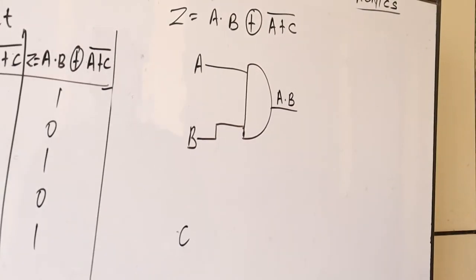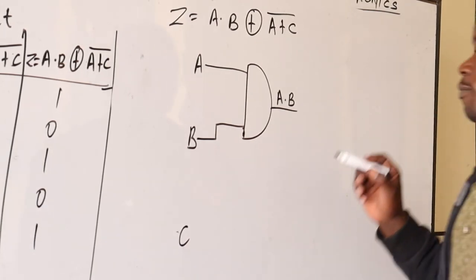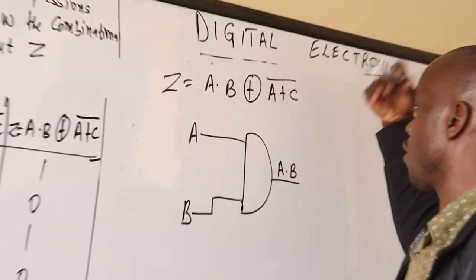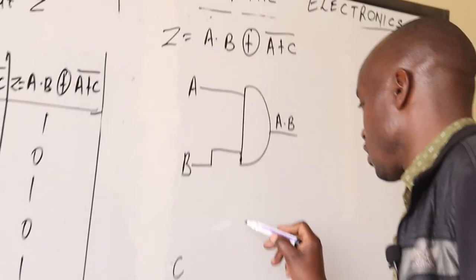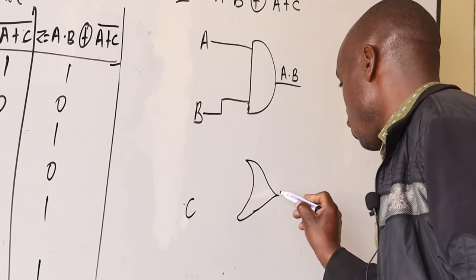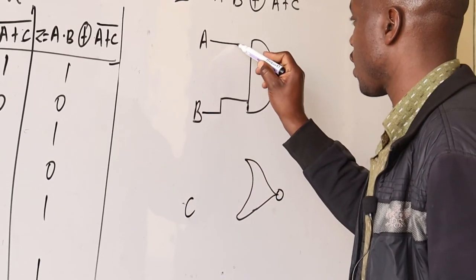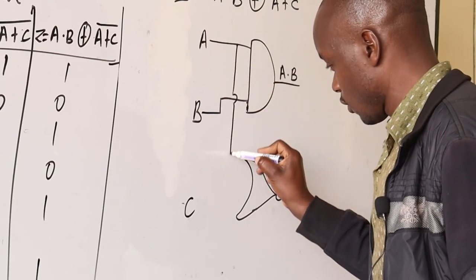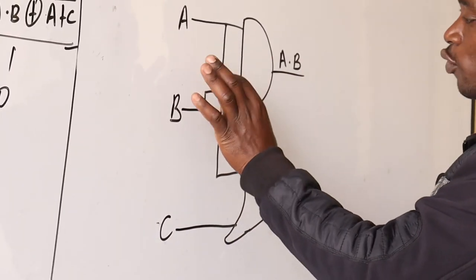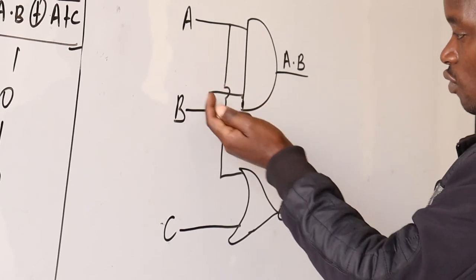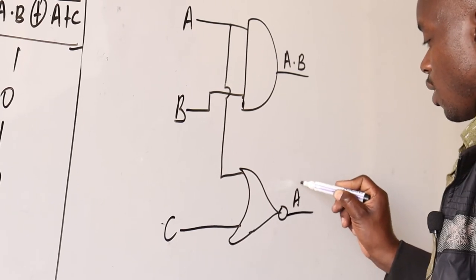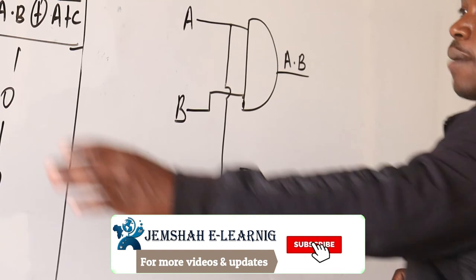Then it is exclusive OR A plus C. I have to have this A plus C inverted first before I do the necessary. So now I draw A plus C, an OR gate, and it is inverted here. We bring A from up there, then C. Why I'm doing this is because there's a jumper wire. It's not supposed to touch this one, it can short. So we bypass the jumper wire so that it can come here. We have here A plus C, but bar.